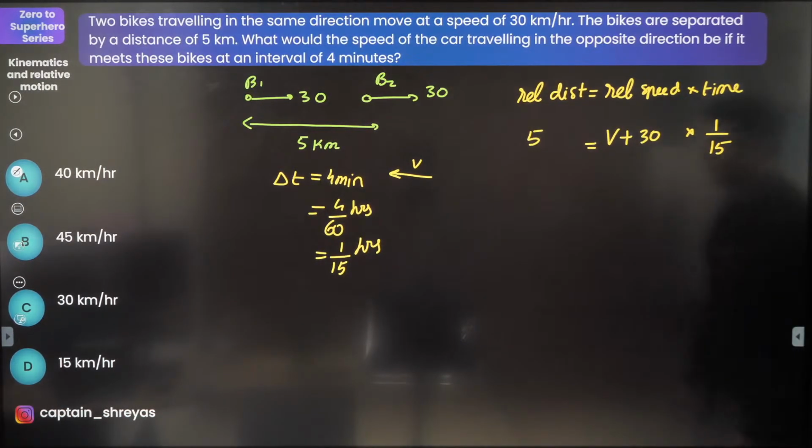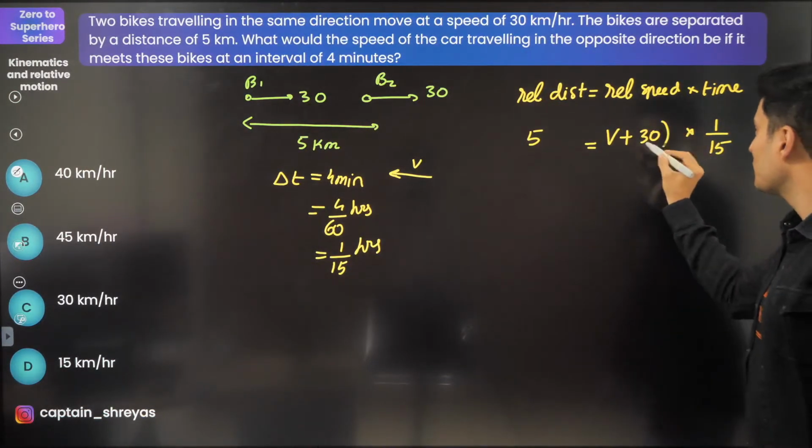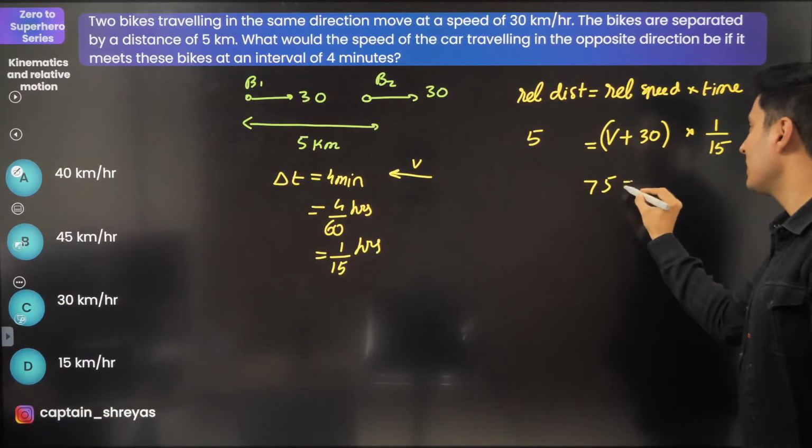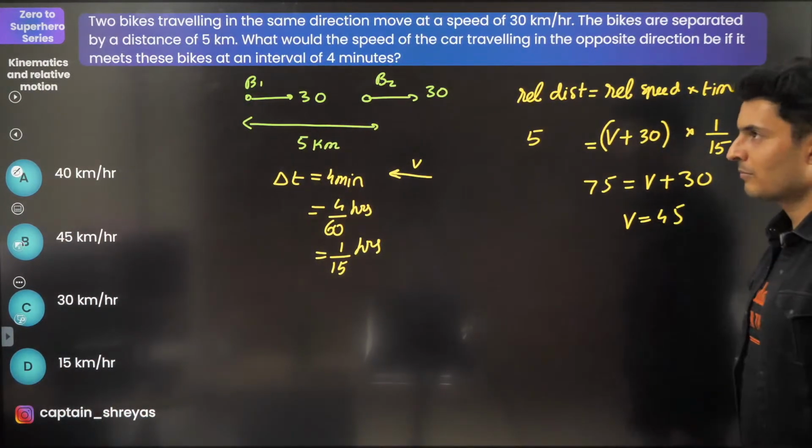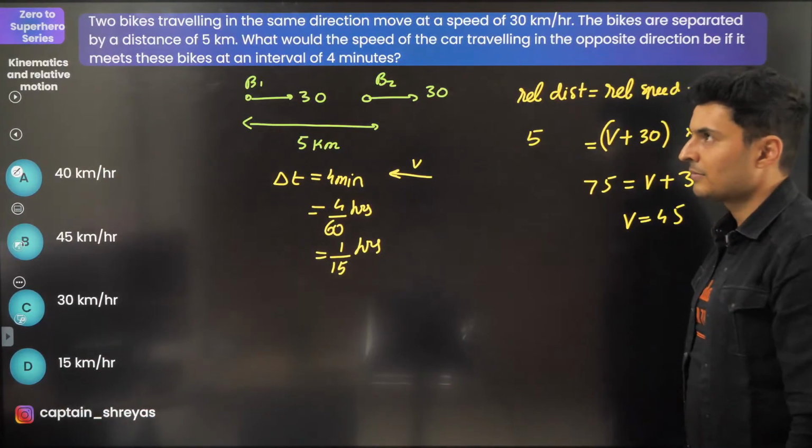Excellent. Got it, guys? Very good. Now just do the math. It is nothing but 75 is equal to v plus 30. So naturally, v is nothing but 45. That's the final answer. There you go.